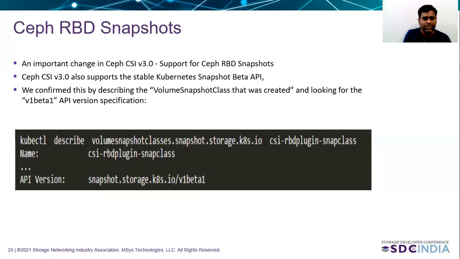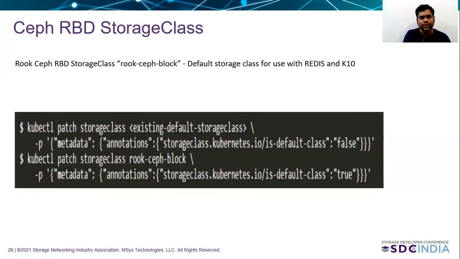How can we confirm this? Whether it really supports all this in the 3.0 version. We confirm this by describing the volume snapshot class that was created and looking for the v1beta1 API version specifications. And here we are using the Rook Ceph RBD storage class. Rook Ceph block is the default storage class for use with Redis and K8s.